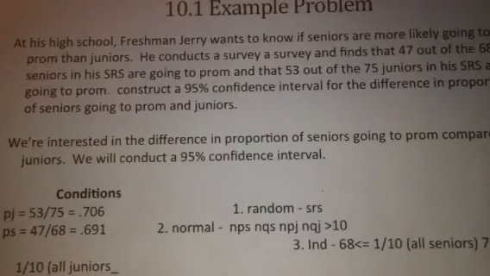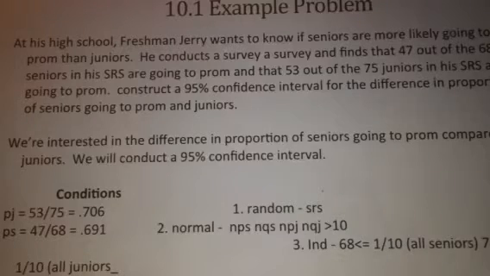So here's a 10.1 example problem. At his high school, freshman Jerry wants to know if seniors are more likely to be going to the prom than juniors. He conducts a survey and finds out that 47 out of the 68 seniors in his SRS are going to prom, and that 53 out of the 75 juniors in his SRS are going to prom. Construct a 95% confidence interval for the difference in proportion of seniors going to prom and juniors.